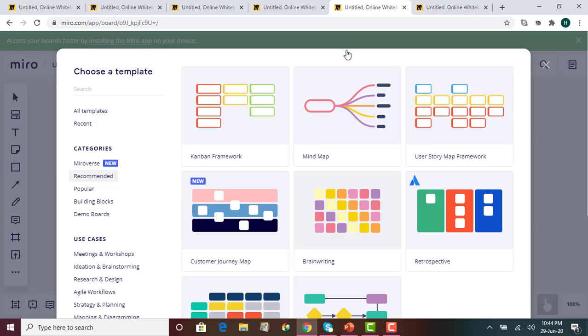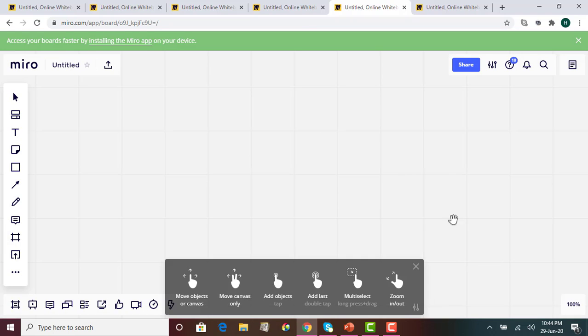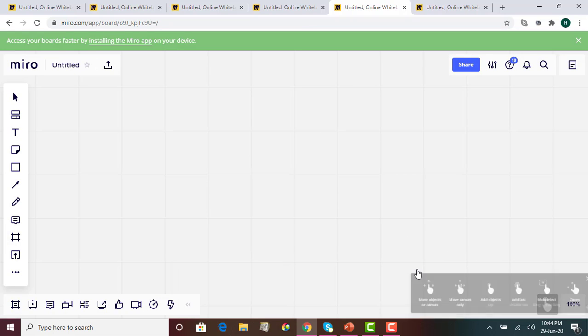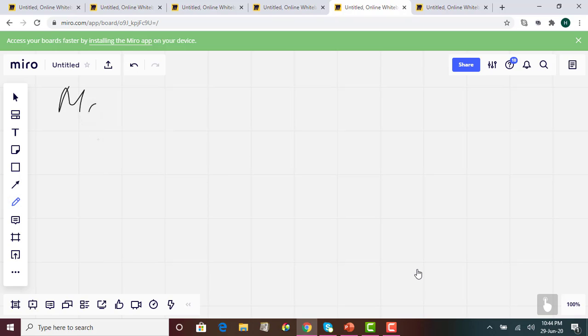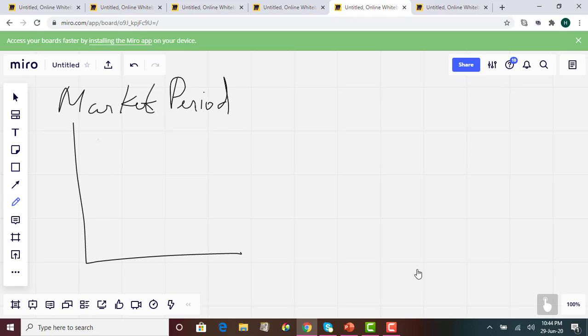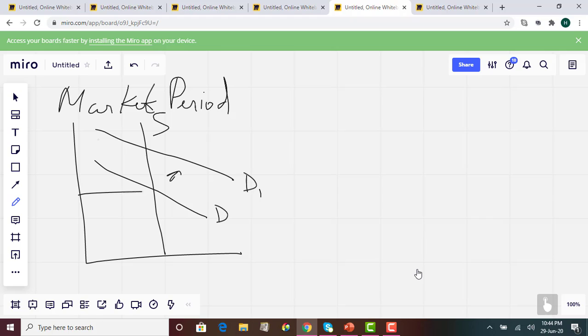So graph-wise, if you look at the graph, how will the supply curve look in the 3 different time periods? So now we are talking about the market period, which is the immediate time period. In the market period, it will be a perfectly inelastic supply curve. So when there is an increase in demand for cabbage in the market, look what's happening. The price is going up.